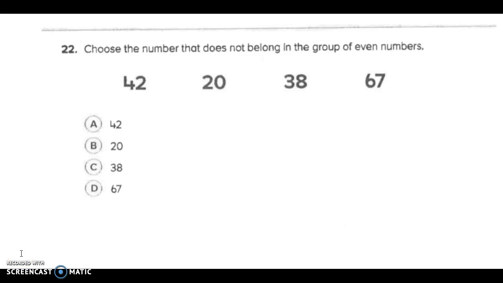Number 22. Choose the number that does not belong in the group of even numbers. 42, 20, 38, 67. A. 42. B. 20. C. 38. D. 67.